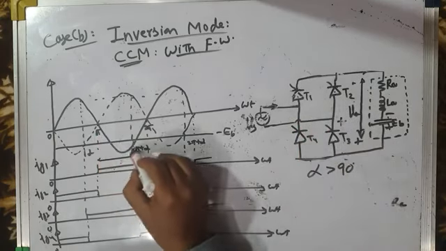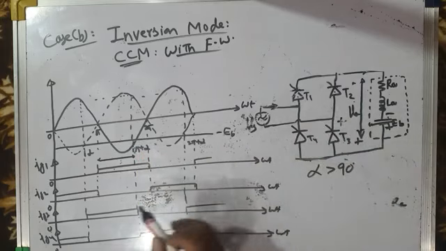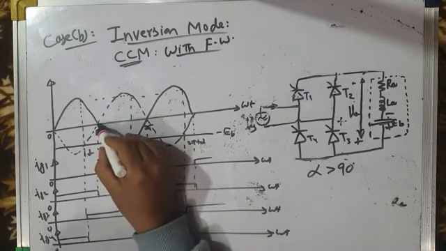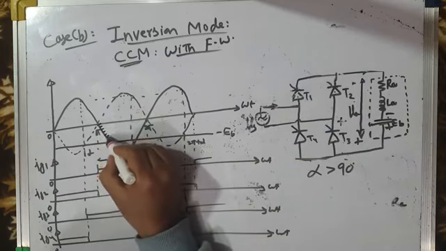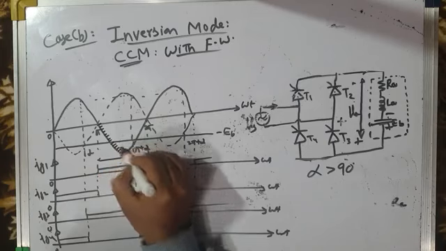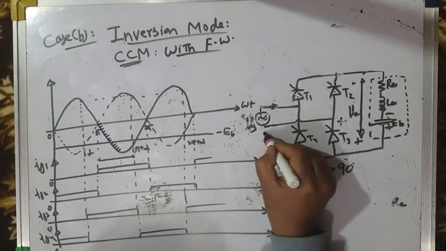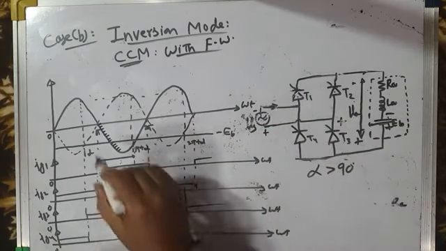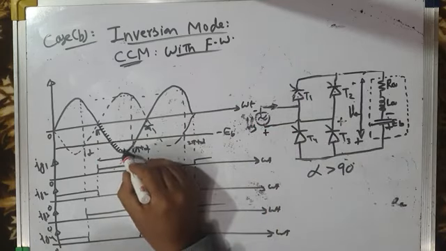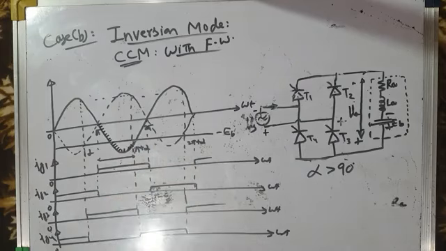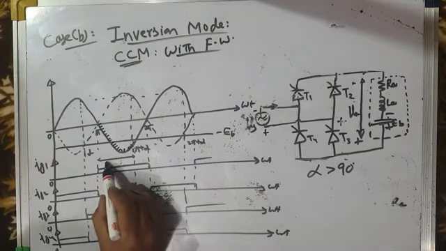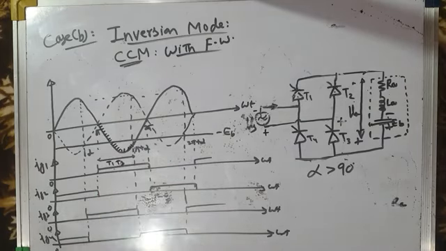Since the source voltage has reversed its polarity, load voltage is also equal to source voltage. Because T1 and T3 will conduct, the load will get connected directly across the source. Since source voltage has already reversed its polarity, load voltage will be the same as source voltage and it's negative. So during this period, the T1 and T3 pair is conducting.